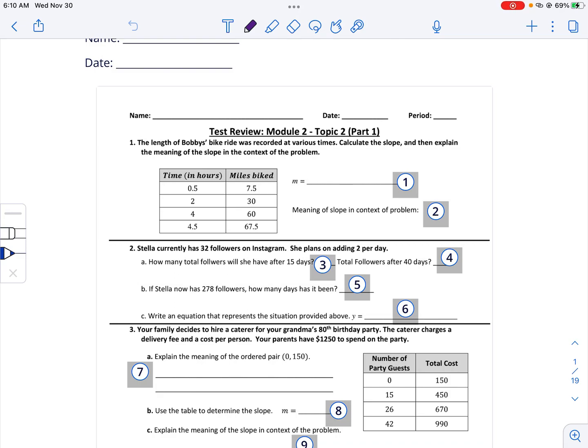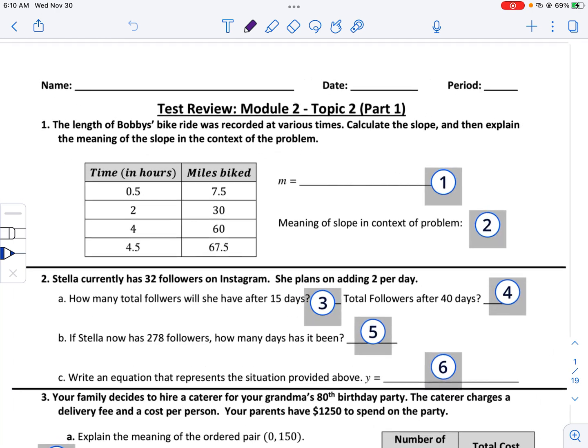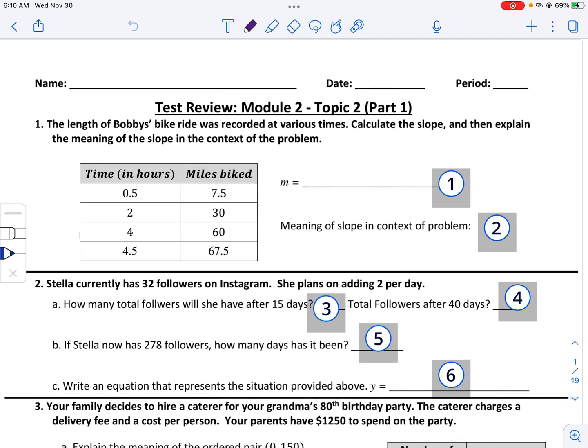Okay, so to do these problems, it says the length of Bobby's bike ride was recorded at various times. Calculate the slope. So the very first thing I need to do is figure out what the slope is.